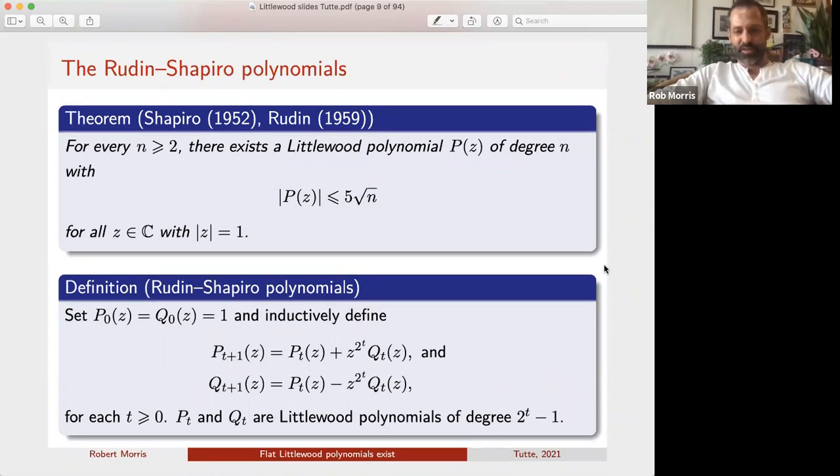So it's not hard to see that these are Littlewood polynomials of degree 2^t minus 1. And it's also not difficult at all to prove this upper bound of 5 root n. This is just a very short, simple argument.